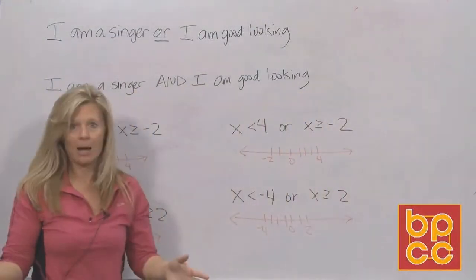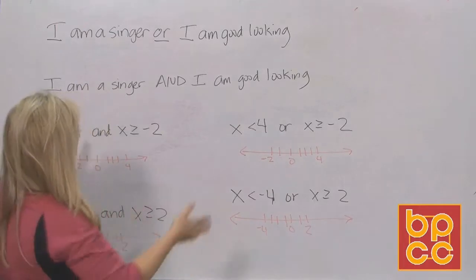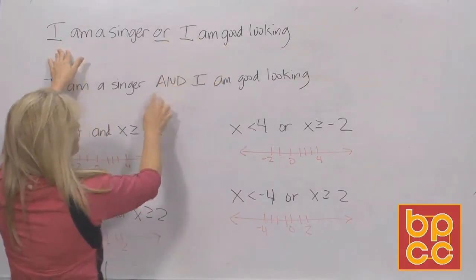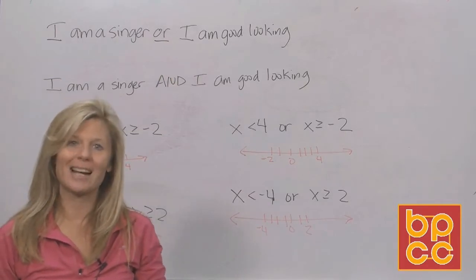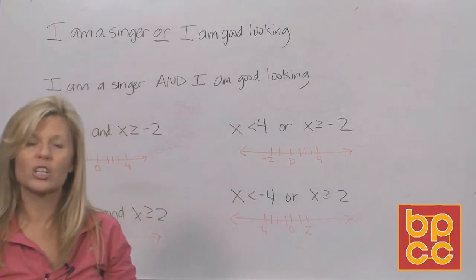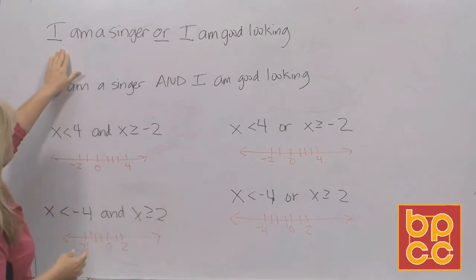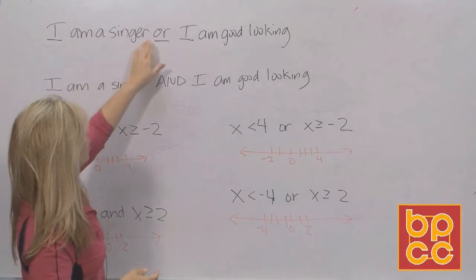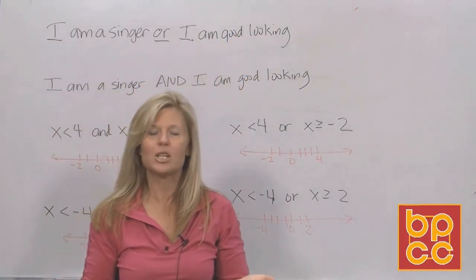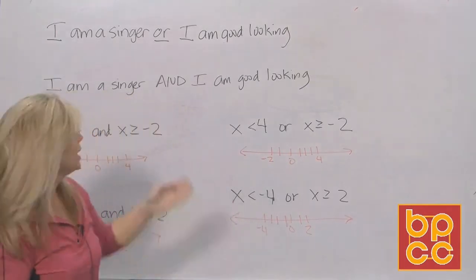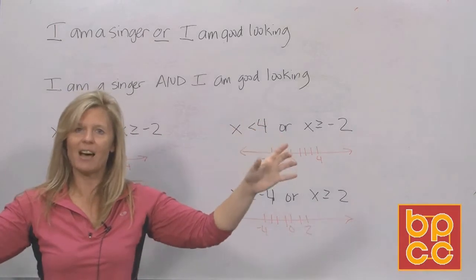Okay. Now, I want to make this make sense, so we're going to go back to an English class. I have two sentences connected. They're the same two sentences, and all I did was change the connecting word. And that word's going to change the meaning of the whole thing. So let's look at this compound sentence. I am a singer, or I am good looking. Well, what does that make you think of? Well, when you hear the word or, it should make you think of two different sets of values.